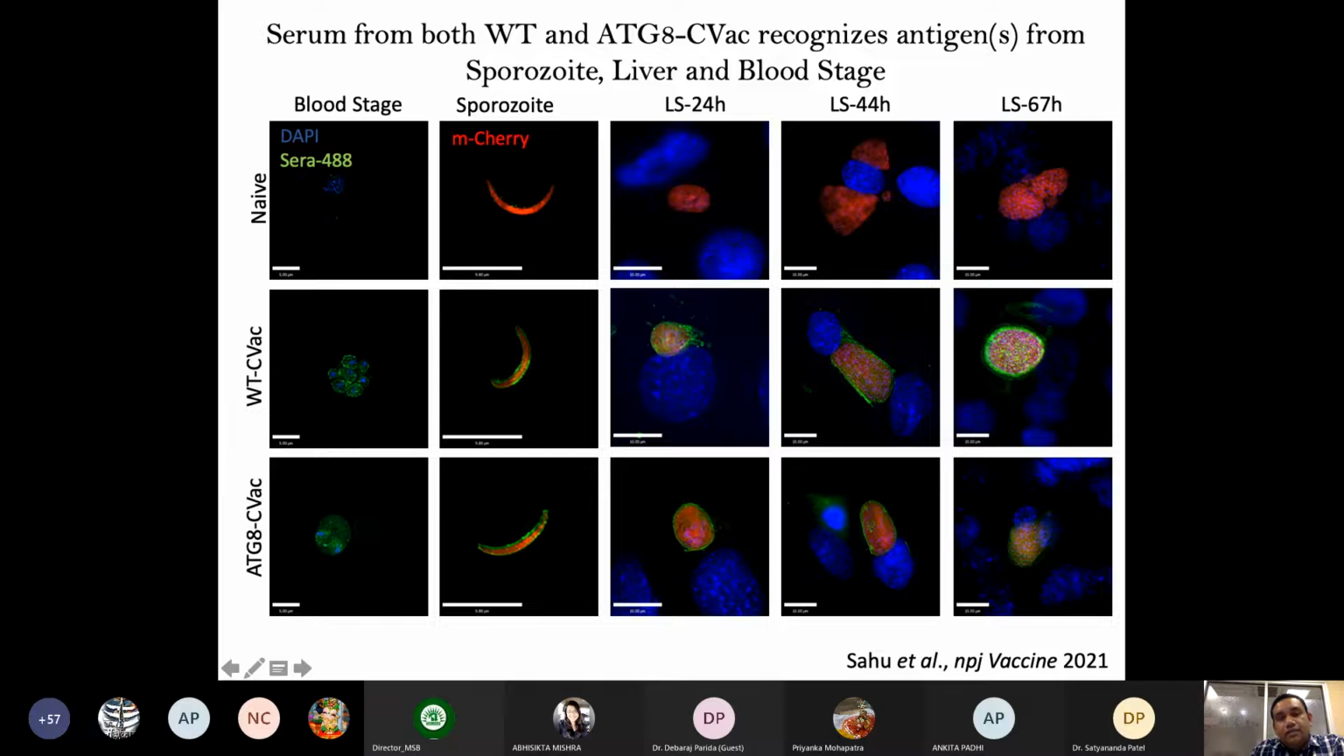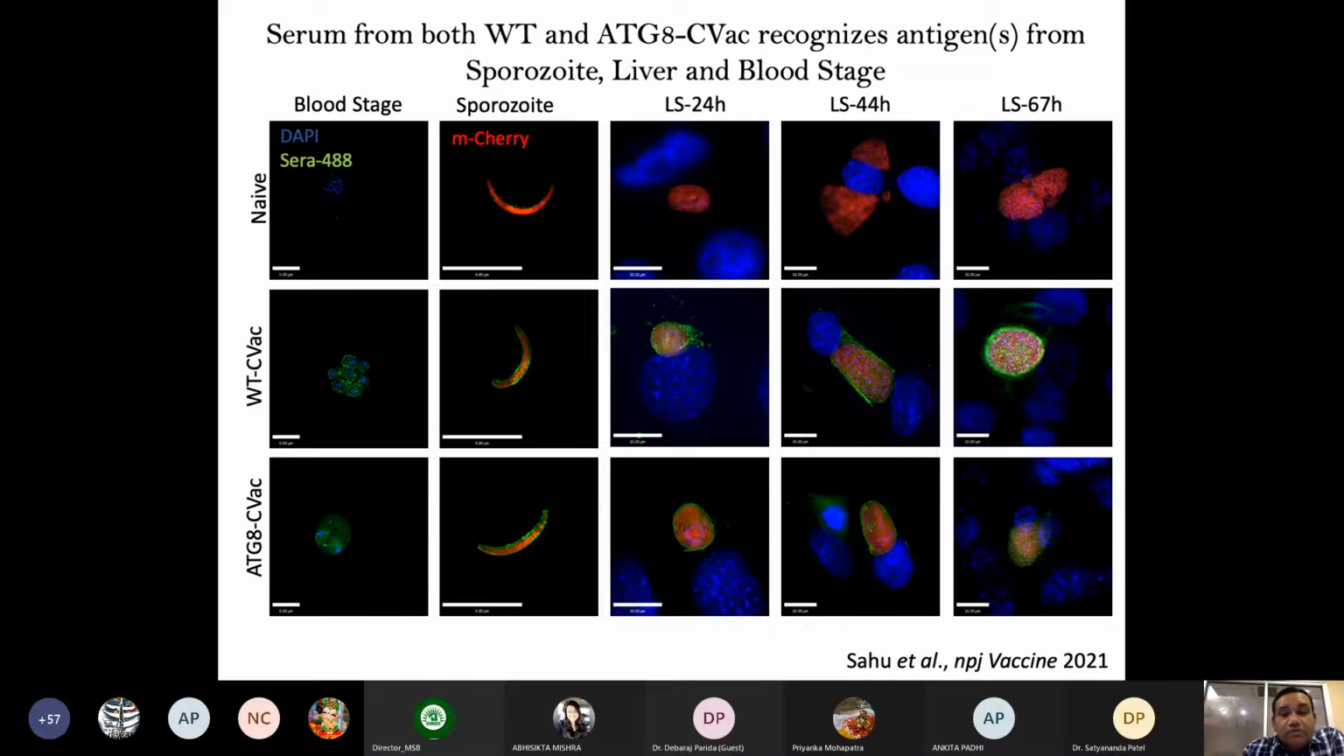What you are seeing in the green staining is basically the immune serum reacting to the parasite antigen. So you can see with naive serum, you don't see any reaction to any stage. But with wild type CVAC and ATG8 CVAC, you see all the stages are being detected by the antibody. So this antibody is detecting all these parasite stages. The next question is whether this antibody has any functional significance, whether it can kill the parasite and protect the host from infection.